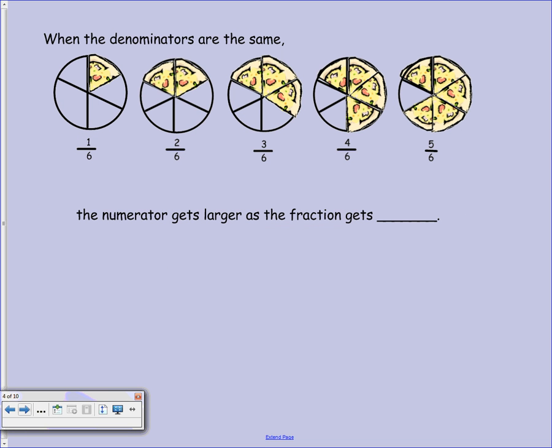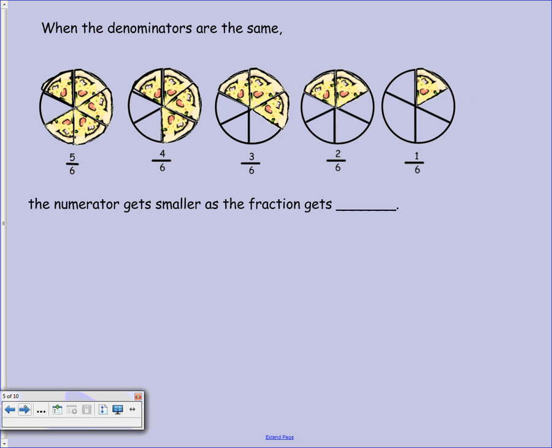Okay? So let's look at it if our denominators are the same. 6, 6, 6, 6, 6, 6, 6. I've got a 1 here. I've got a 5 here. So as the numerator gets larger, the fraction gets larger. That's the same. And as our numerator gets smaller, 6 all the way down to 1, our fraction gets smaller. So it's a direct relationship between numerator and denominator here, or between numerator and the size of the pieces.